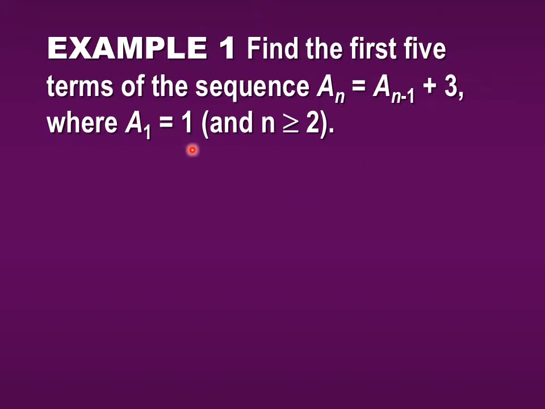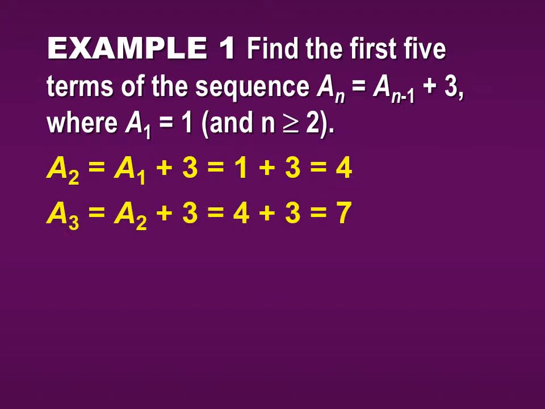Okay? They tell us that a sub 1, our very first number, is the number 1. And we want to start finding the terms of the sequence at n equals 2, because we want n to be greater than or equal to 2. So to do this, we're going to plug in 2 for n. So a sub 2, again, we plugged in 2 for n, is equal to a sub 2 minus 1. 2 minus 1 is 1. So a sub 1 plus 3. Well, a sub 1 was 1. So we have 1 plus 3 equals 4.